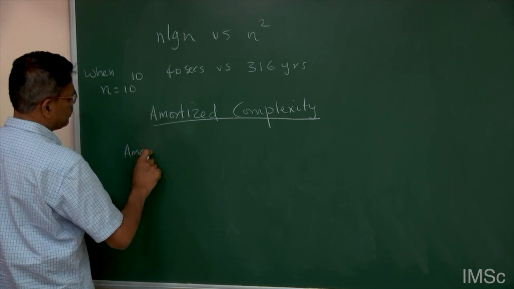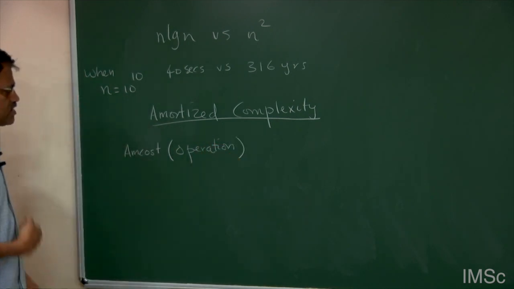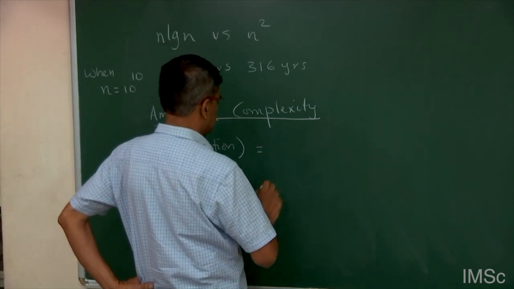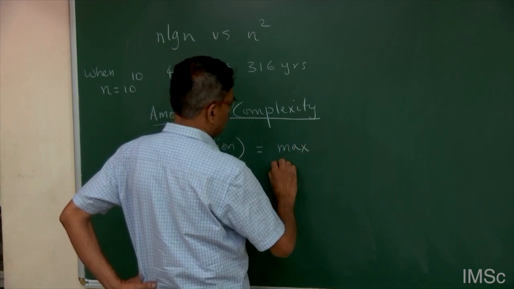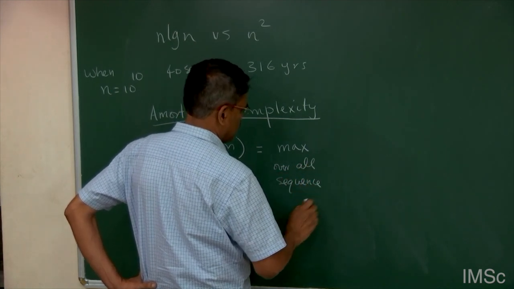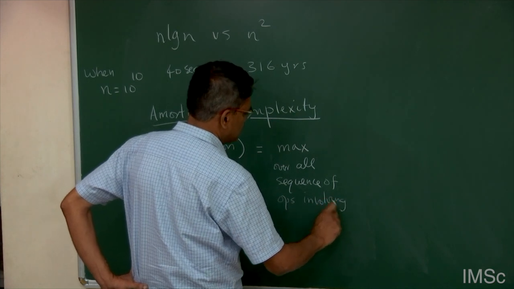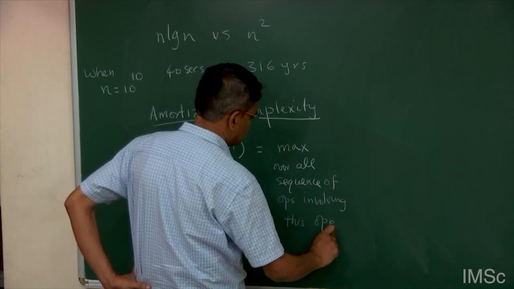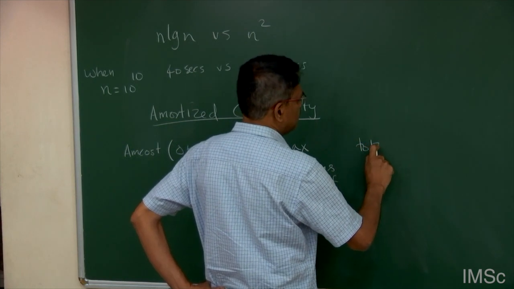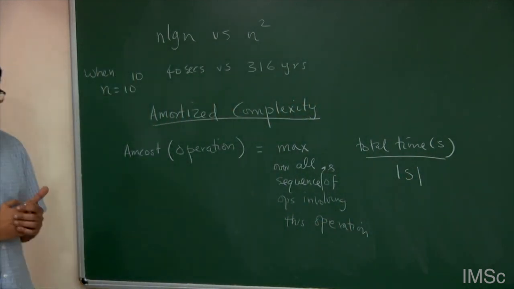So amortized cost of some operation, right? Some query, insertion, deletion, something on a data structure can be defined like this. Max over all sequences involving this operation. Call the sequence S. Total time for S divided by the length. Okay.